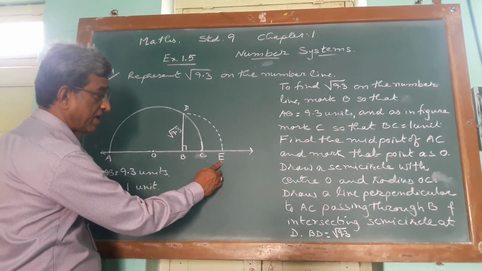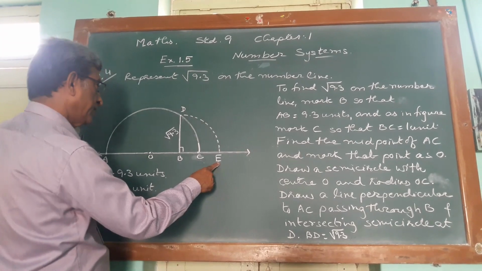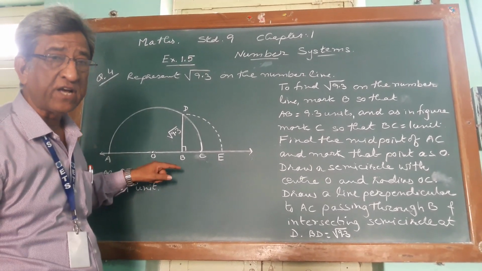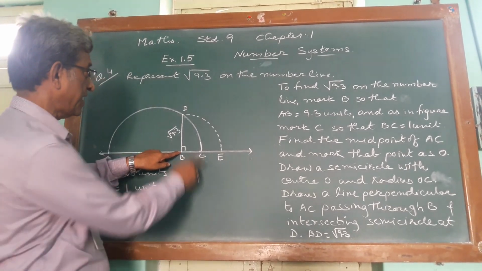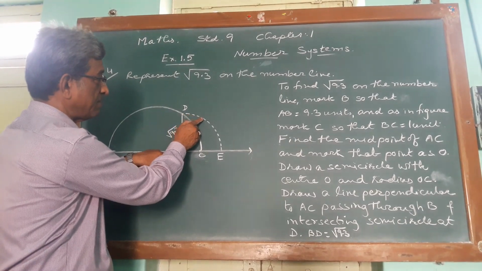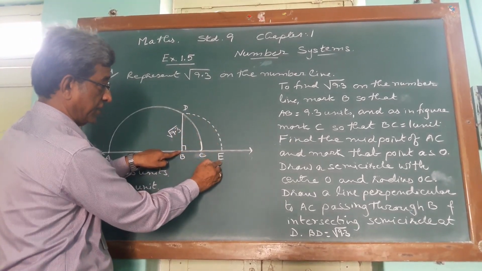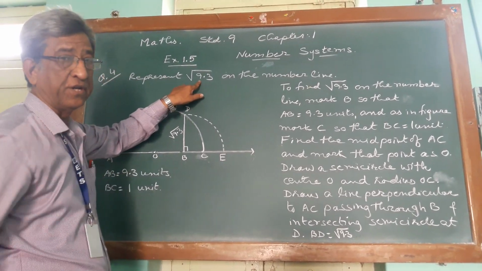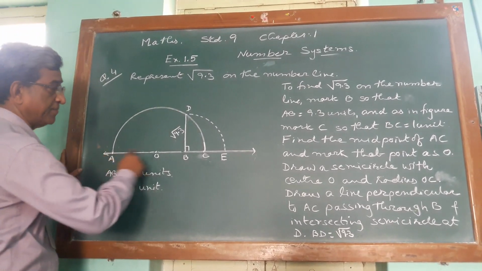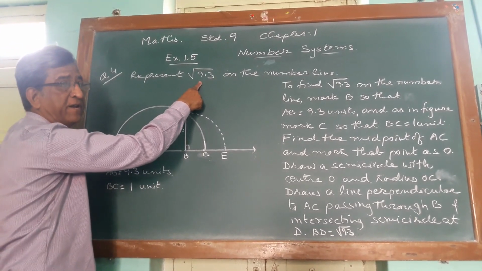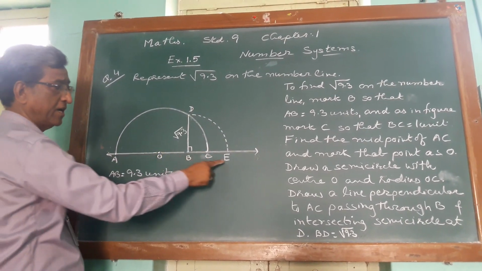If you want that number on the number line, then again with the help of the compass, put the pointer of the compass on B and pencil on D, and let the compass arc intersect the line at E. So this will represent root 9.3. In this way, you can represent the root of any decimal number on the number line.